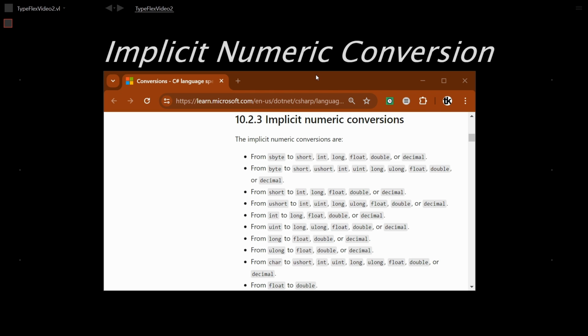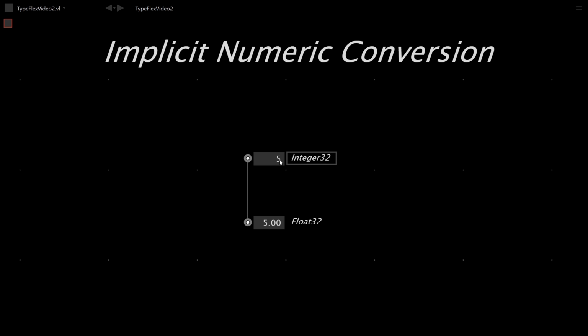Let's start with implicit numeric conversions. So in the C# language specification, and I'll drop a link below, it says there are certain conversions that are implicit. One of those that's extremely common is from int to float. And when we look at it here, integer 32 indeed connects directly to a float 32. And the opposite is not possible. If I go float 32 and int 32 and connect those, that's a red link. No can do. We'd have to do some kind of explicit conversion.